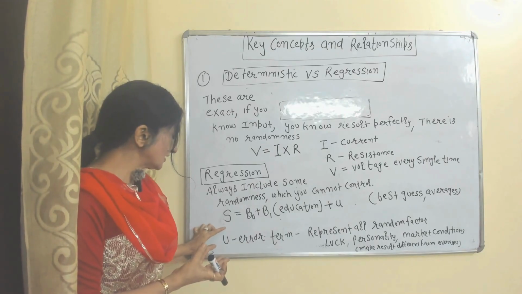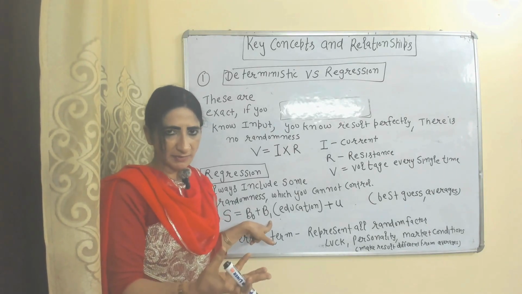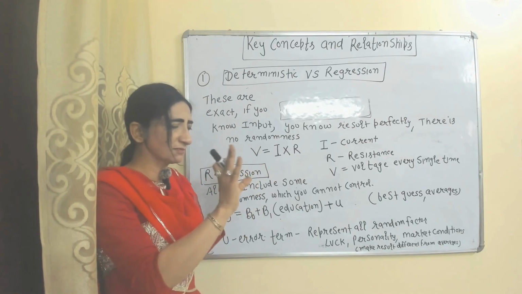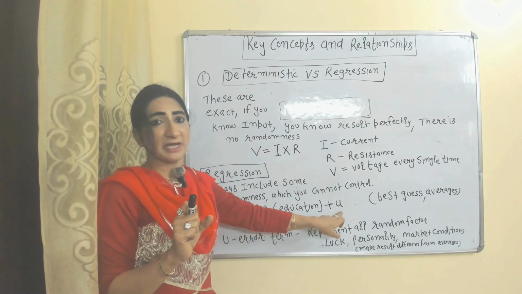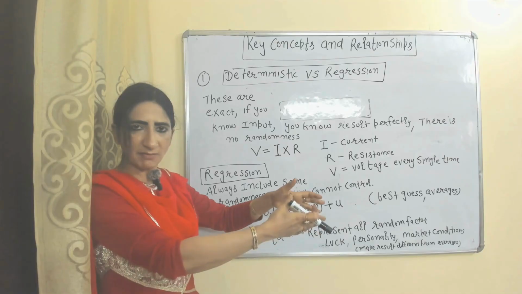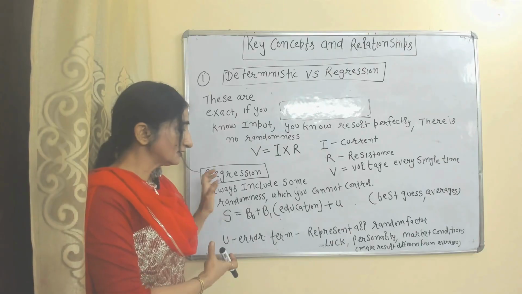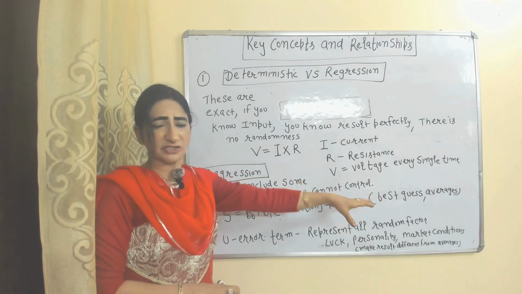So here you can see salary is the dependent variable and education is the explanatory variable. Your salary is influenced by your education, these are best guesses, these are averages. But there is also an error term involved. The error term represents all random factors like luck, personality, market condition. These factors also influence your salary, and this error term always makes a difference from your averages.